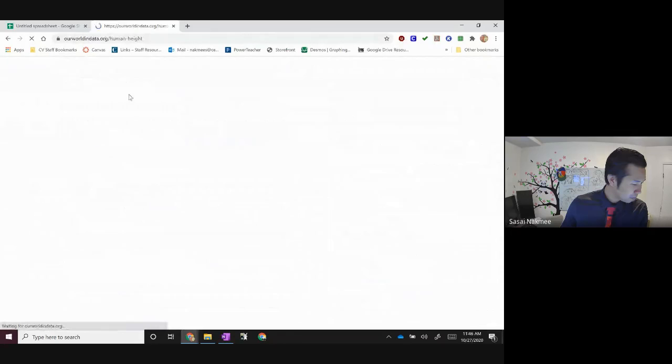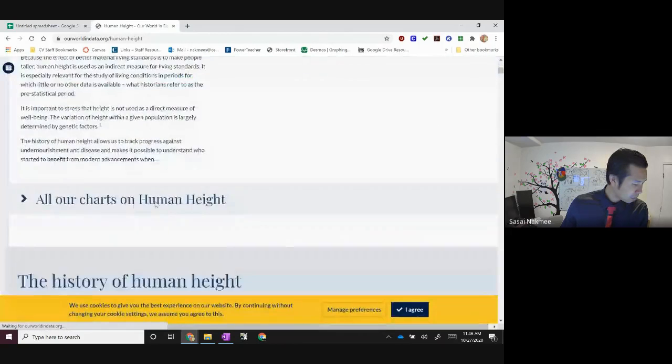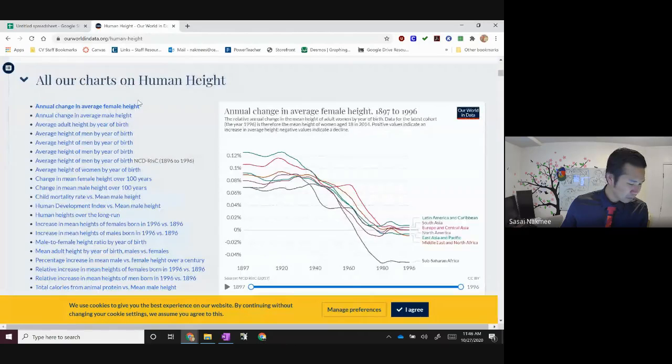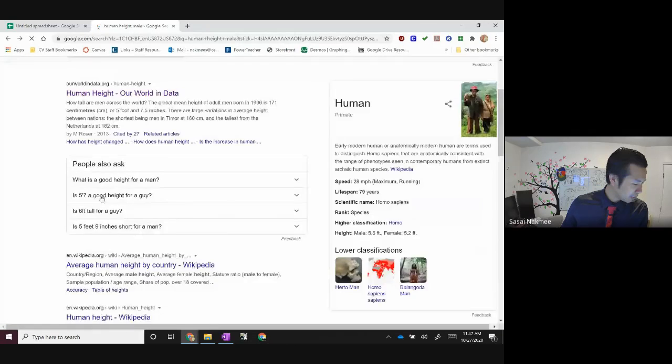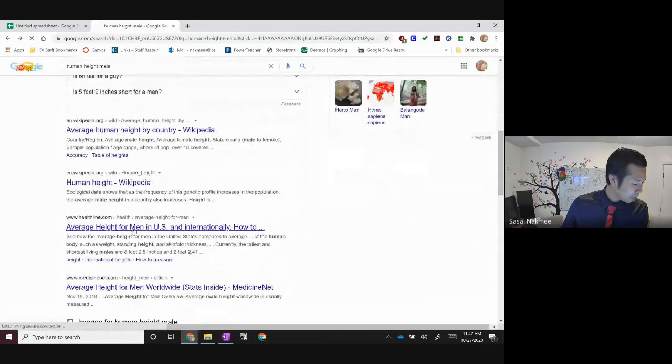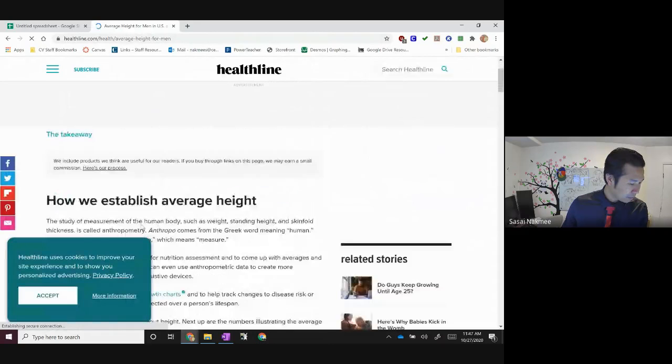Let's see here. All charts on human heights. That's a little too weird. Let's not go into that one. Average height of men in the US. Where are we at?